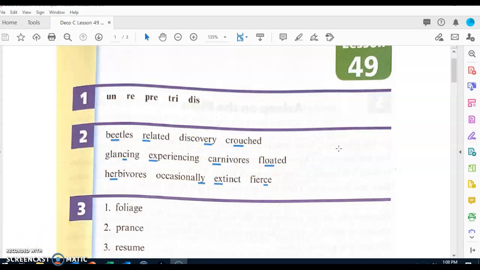Today we're going to work on lesson 49. So open your student book to lesson 49. Go ahead and touch part 1. Let's see if you remember a meaning for each of those affixes.